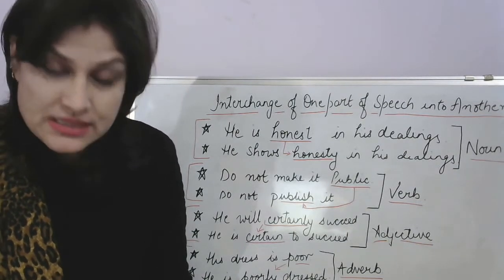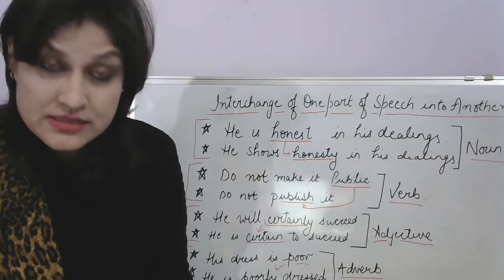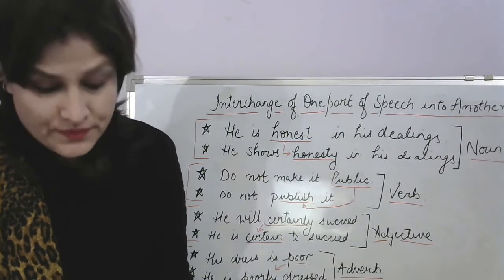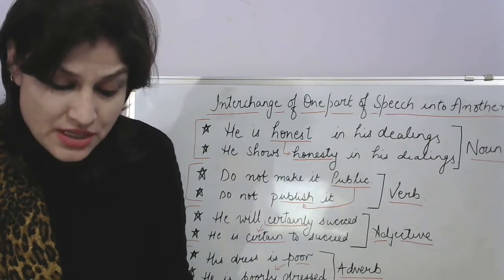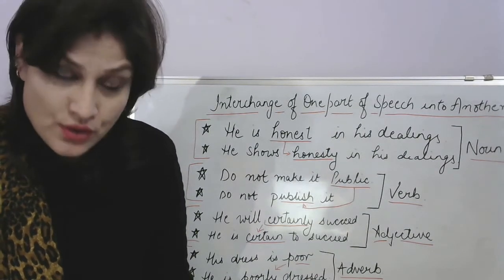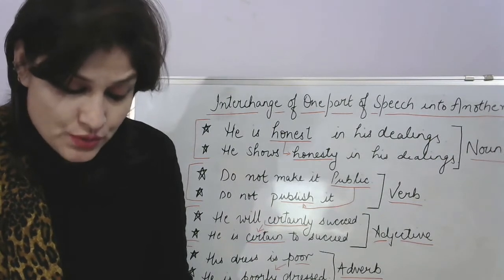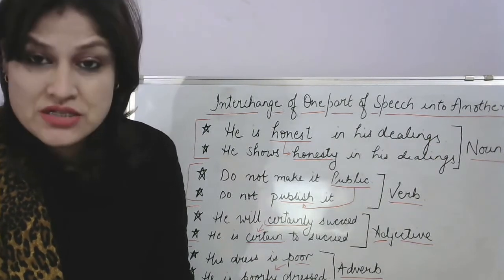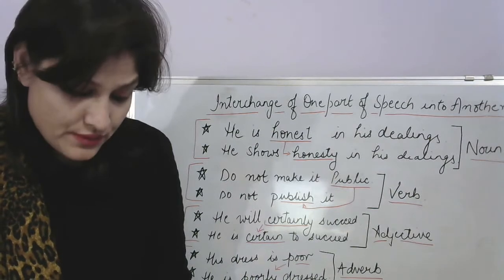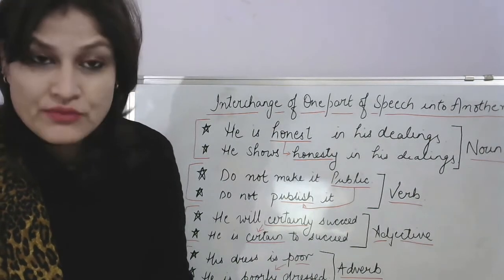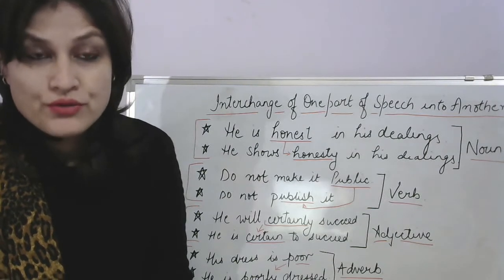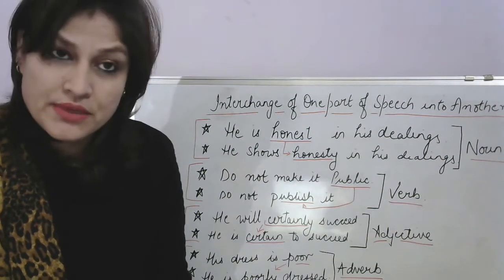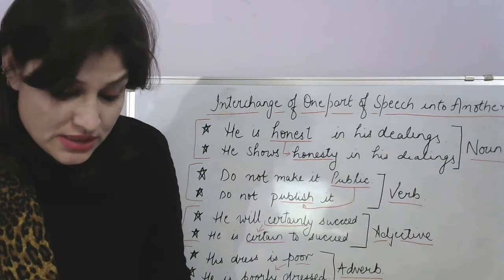Let's see. He will certainly succeed. He is certain to succeed. So again it is modified here. He cannot bear such a heavy loss. Such a heavy loss is unbearable to him. So we have changed it to adjective. We have removed the negative, and when you remove it, you go for the opposite. Bearable, unbearable. Now see the next one.